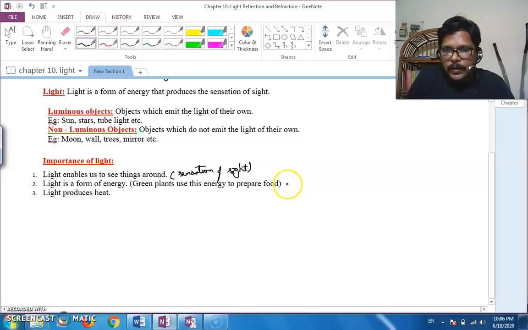Light is a form of energy. Yes, we have said that. Green plants prepare food, and we can also consider that the energy we get from fossil fuels is indirectly solar energy, which is captured by the plants. Light produces heat. Yes, we see this in our daily life. The sunlight which we receive also carries heat energy. The sunlight produces heat.